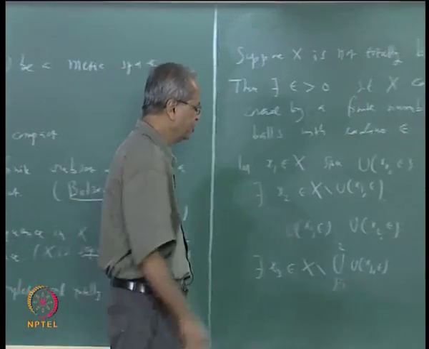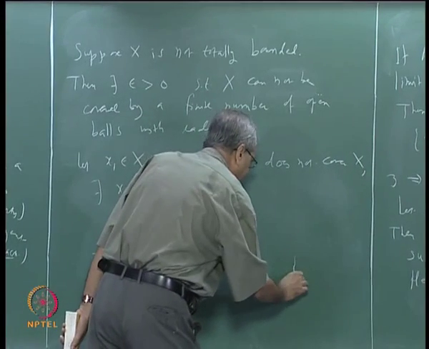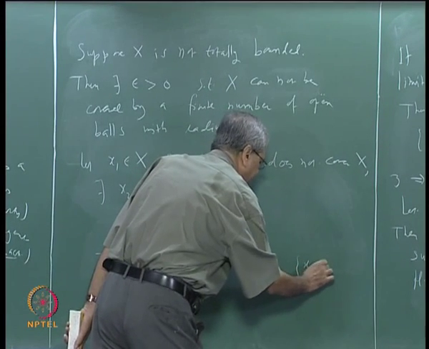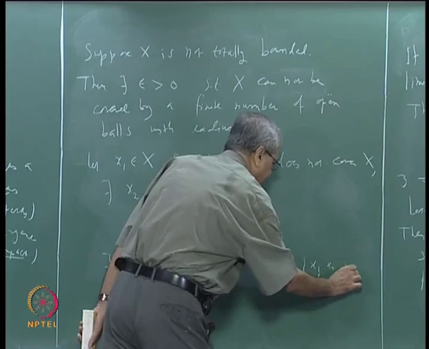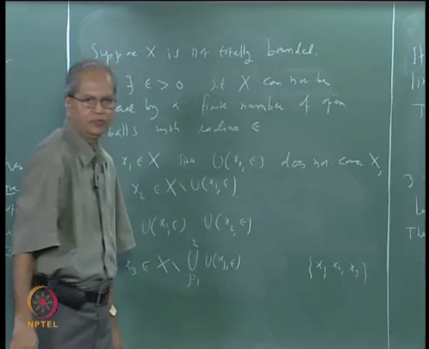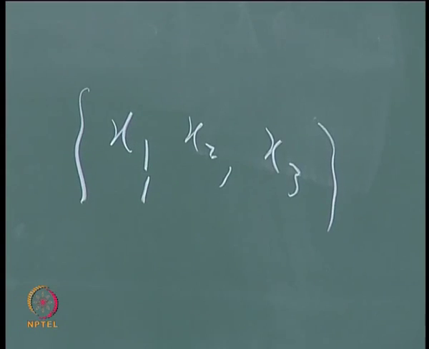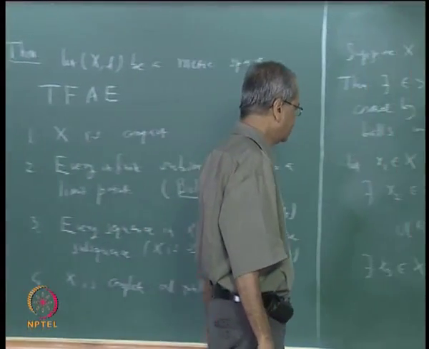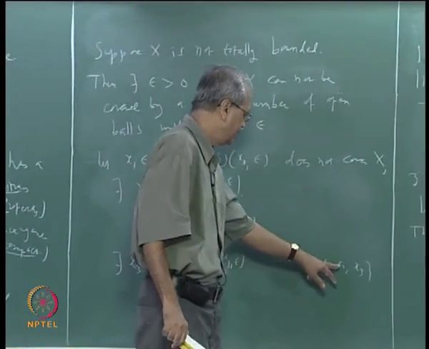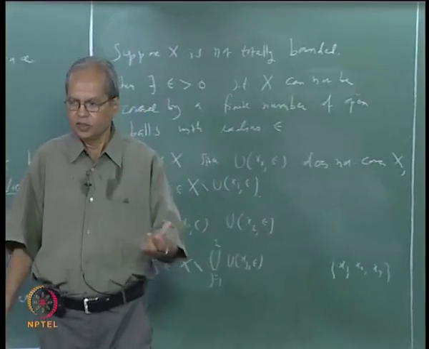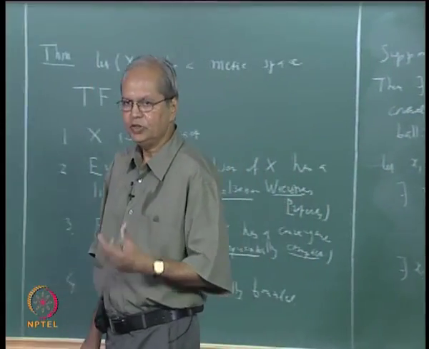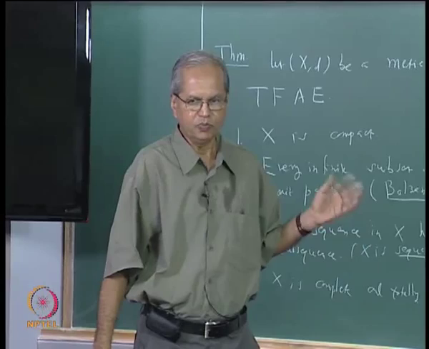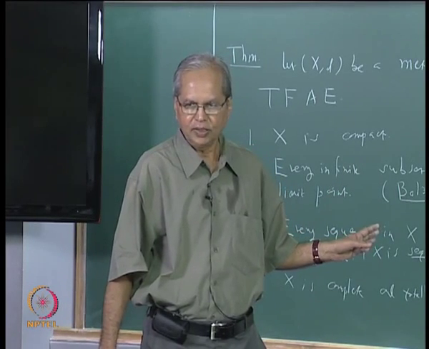So at this stage we have constructed the first three elements of the sequence, x1, x2, x3. We can construct in a similar way, but before proceeding further, just observe what is the property of these three elements x1, x2, x3. It is that the distance between any two of them is bigger than or equal to epsilon.